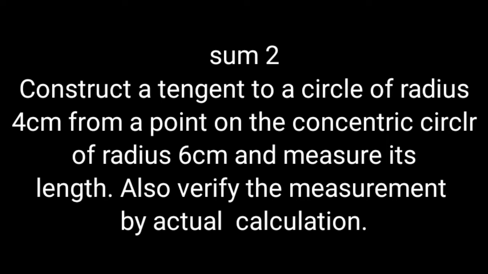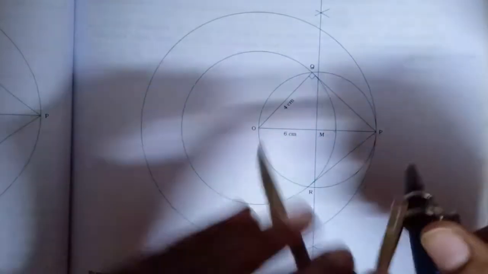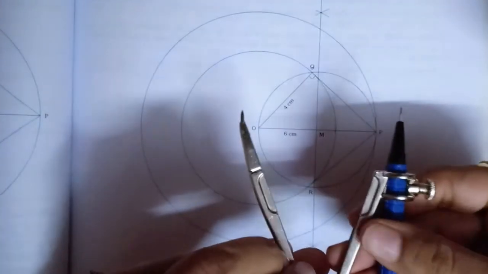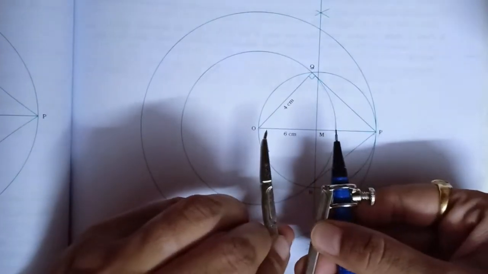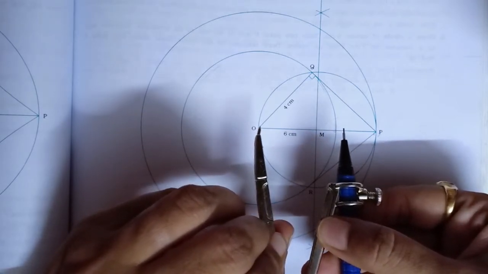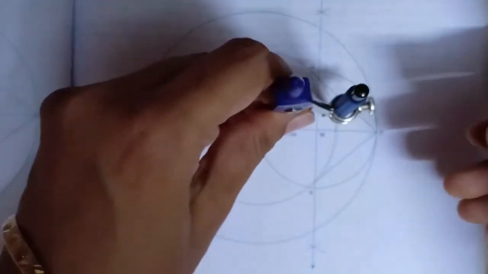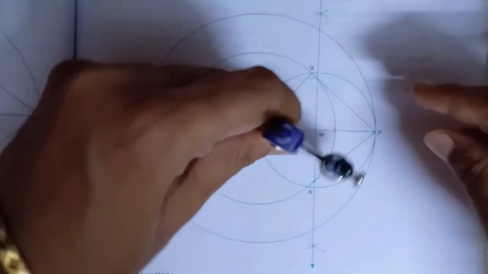Sum 2. Construct a tangent to a circle of radius 4 cm from a point on the concentric circle of radius 6 cm and measure its length. Also verify the measurement by actual calculation. Now answer number 2. Draw two concentric circles with radii 4 cm and 6 cm with center O. So first of all we have to draw the 4 cm radius. Take a 4 cm radius and draw a circle with center O.